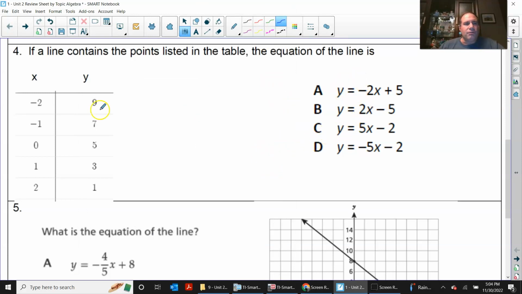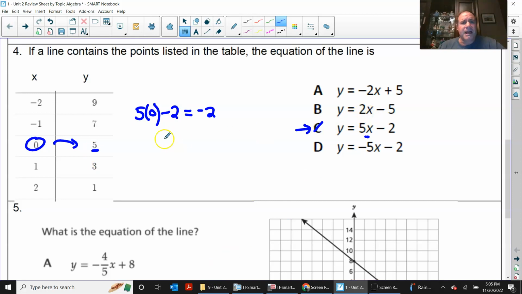All right, so this is an input. I'm going to the positive numbers, and this is an output. So this is my X. So if I take, I'm just going to go down to C and just start with C. So if I take 5 times 0 minus 2, I have 0, 5 times 0 is 0, minus 2 is negative 2. I'm substituting the X into this equation, and I'm supposed to get negative 2. It says 5. I know C is out.